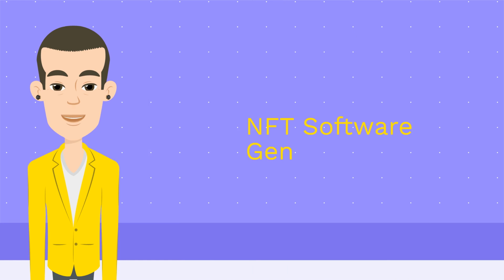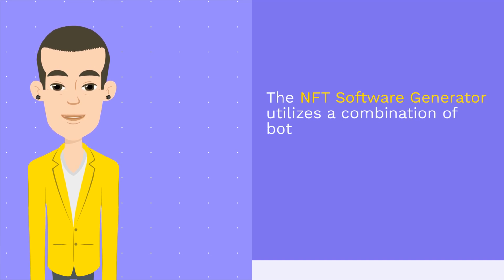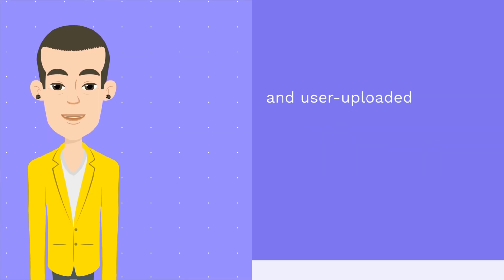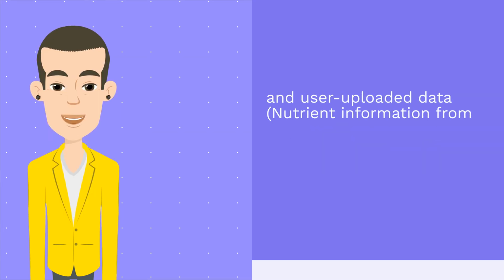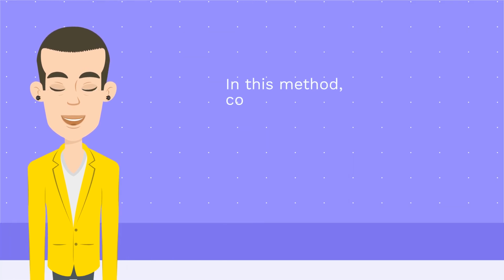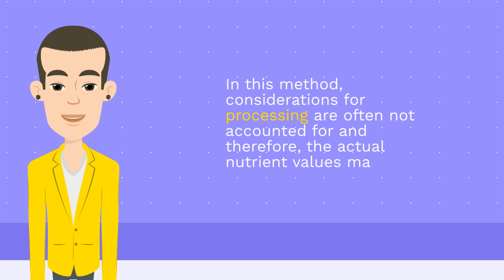NFT software generator. The NFT software generator utilizes a combination of both public data, such as the CFIA or US FDA nutrient database, and user-uploaded data, nutrient information from suppliers, and the product recipe to generate a Nutrition Facts Table. In this method, considerations for processing are often not accounted for, and therefore, the actual nutrient values may be more or less than the generated NFT.